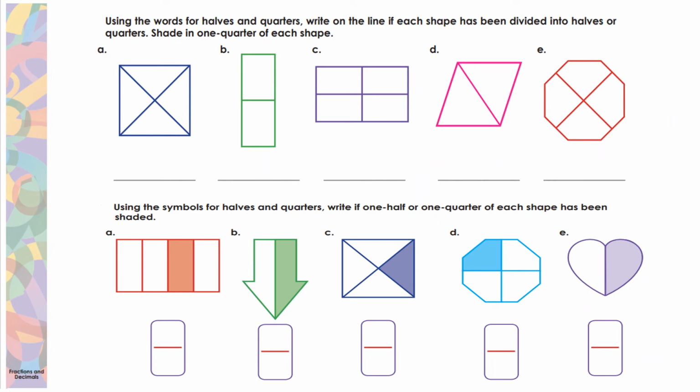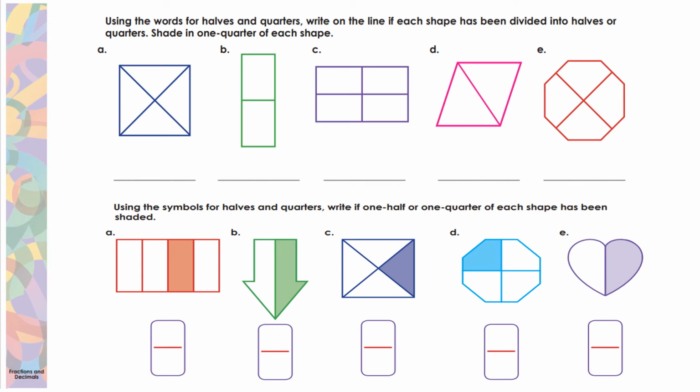For this activity, boys and girls, we're going to be using both the words halves and quarters at the top part to label the shapes, and we're going to use the symbols down the bottom to label those shapes, whether they're halves or quarters. Very easy. Always first thing you do is count up how many equal parts the shape has been divided into. If it's 4, we know it's quarters. If it's 2, we know it's halves.